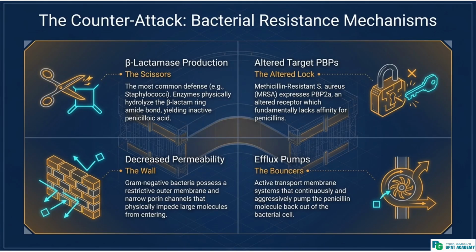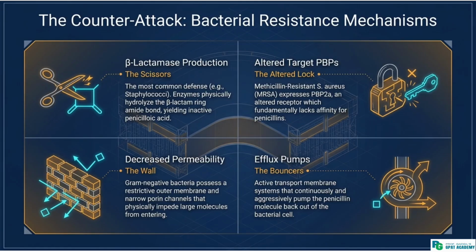Next we will discuss the resistance mechanisms. First is beta-lactamase production, which is the most common. Staphylococci, E. coli, H. influenzae, and the penicillinase hydrolyze the beta-lactam ring. It is the most common defense. The enzymes physically hydrolyze the beta-lactam ring, yielding the inactive penicilloic acid.